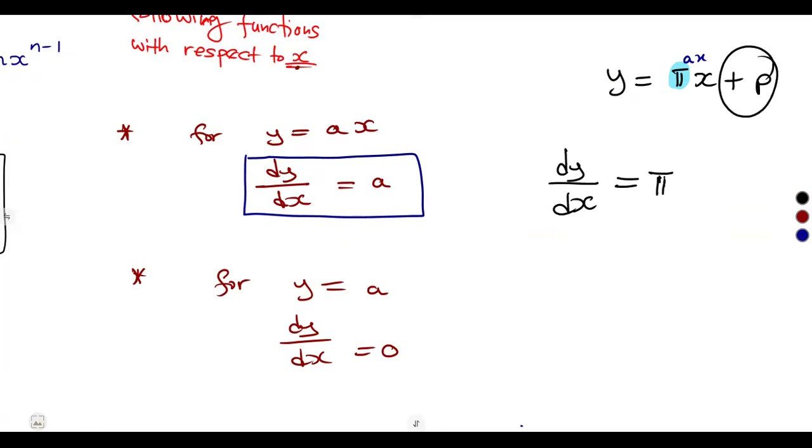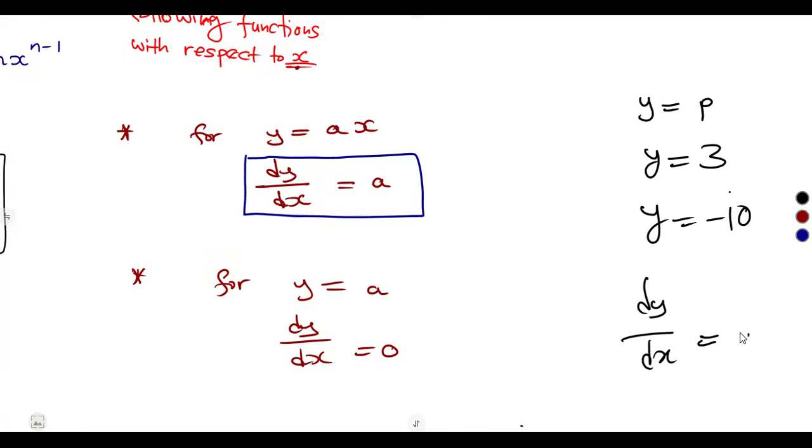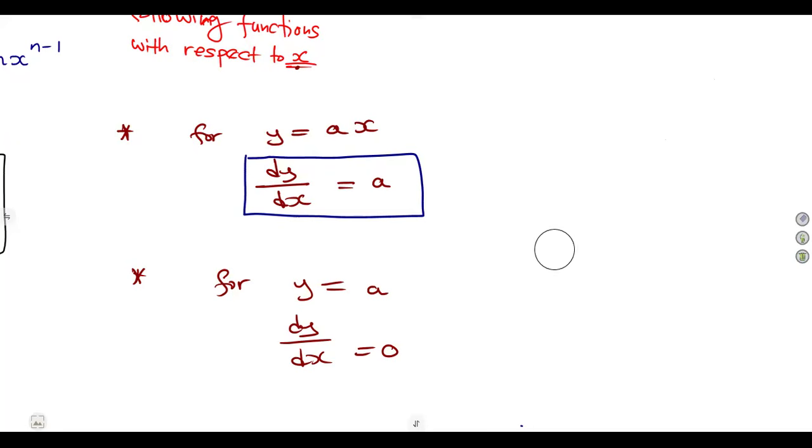Let's move on to the other term. What is the derivative of that p? A constant. That's a 0. So we're going to have plus 0, which is simply pi at the end. So any part where you have just a constant, y is equal to p, y is equal to 3, y is equal to minus 10, whatever, as long as they are constants, these derivatives will give us a 0. They are constants. So if we do not have x, it can be given in terms of y is equal to mx, v squared, whatever you have, as long as we do not have x there.